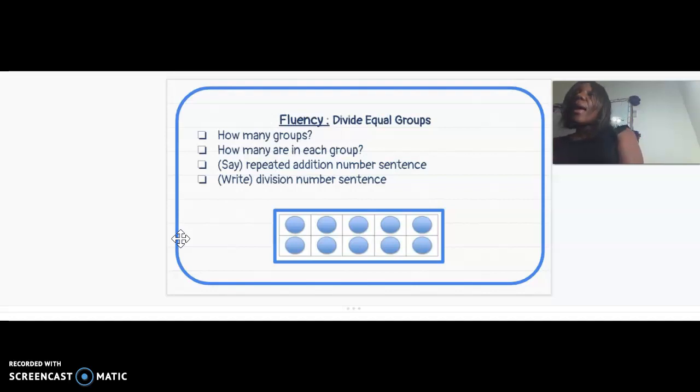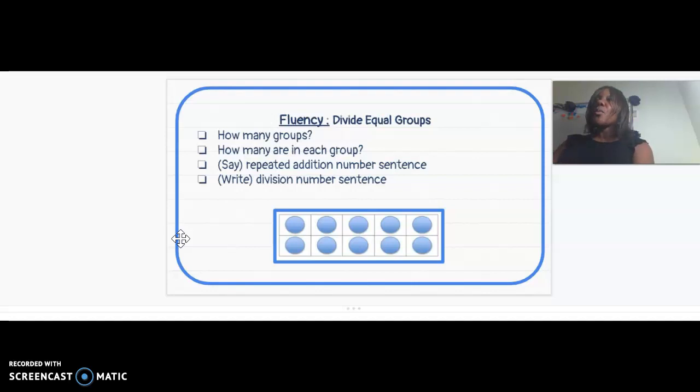Right. Now that you have 5 groups of 3, you should have 5 rows with 3 in each row. What is the repeated addition for 5 groups of 3? Right. 3 plus 3 plus 3 plus 3 plus 3 is 15. What's the division number sentence? Correct. 15 divided by 5 is 3.